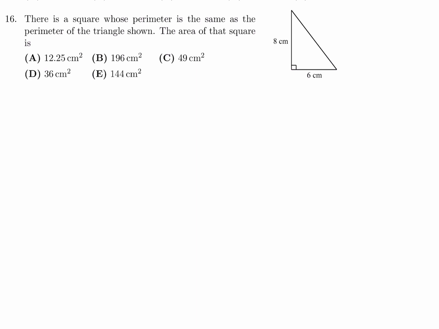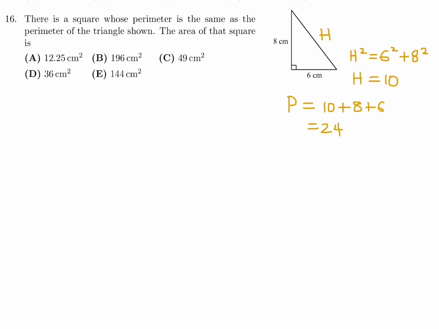There is a square whose perimeter is the same as the perimeter of the triangle shown. The area of that square is. Well, first we need to figure out the perimeter of this triangle. Using Pythagoras, you can easily figure out this hypotenuse. h squared is equal to 6 squared plus 8 squared. So that gives you h is equal to 10. So the perimeter, therefore, is 10 plus 8 plus 6, which is 24.